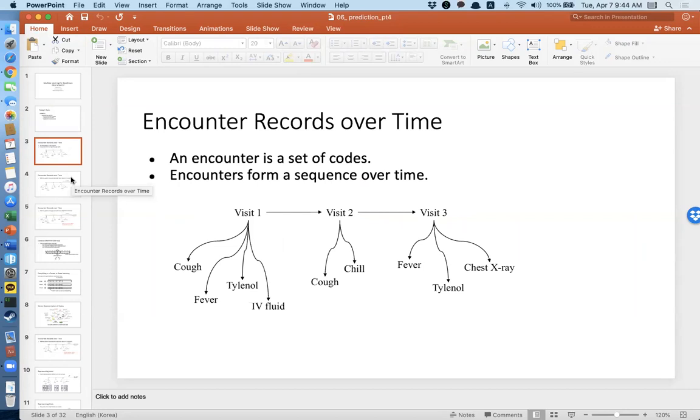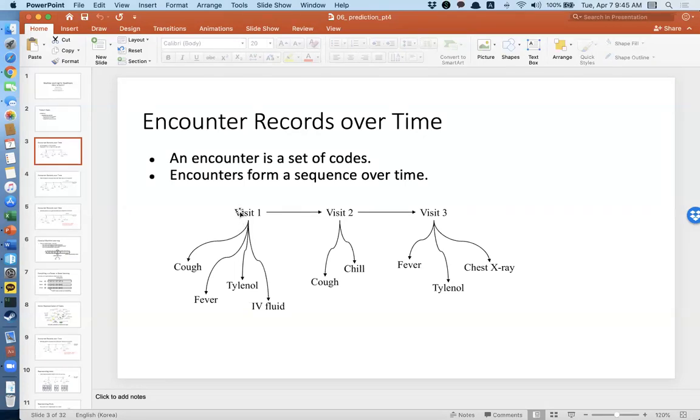Okay, so the reason that we're going to talk about RNN is to be able to properly handle longitudinal electronic health records or time series, any sequential information, basically. So we're going to talk about encounter records over time. An encounter could be an inpatient encounter, it could be an outpatient encounter. It's just when a patient visits a hospital. So this is more general than just MIMIC-III. We're talking, in a general sense, about what happens when a patient goes to hospital. It could be ICU, it could be outpatient, doesn't matter.